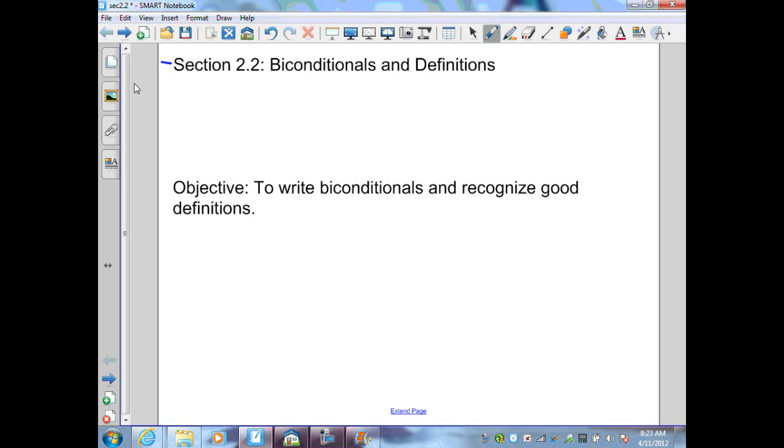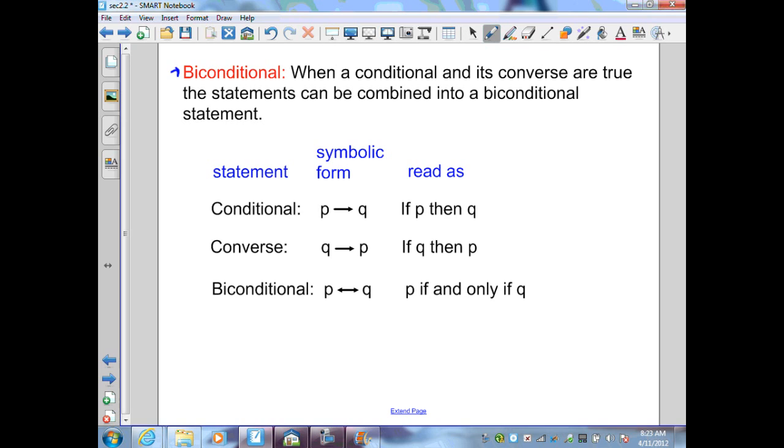Section 2.2, Biconditionals and Definitions. A biconditional occurs when a conditional and its converse are true. The statements can be combined into a biconditional statement. Here, we have our original conditional.